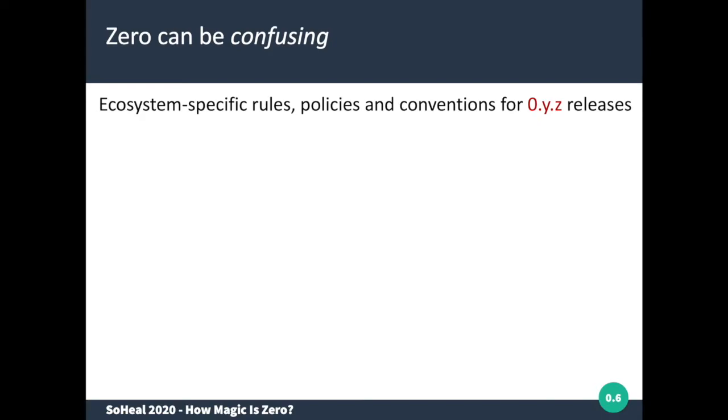Now, there is a problem of the 0 versions in the different packaging distributions that we have considered, because there are specific rules and policies that are different for the 0 version range than there is for the major versions that are 1 or higher.